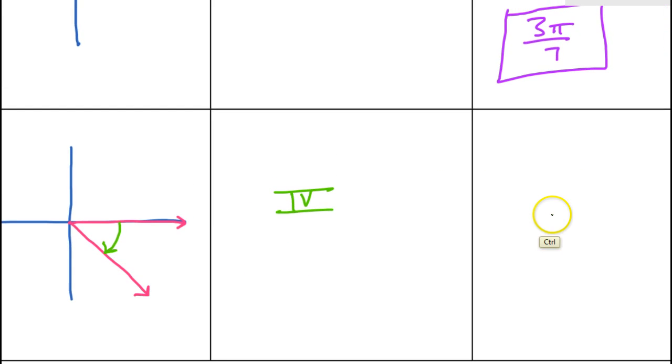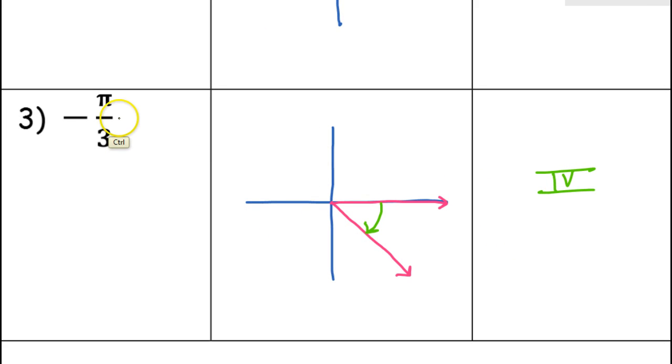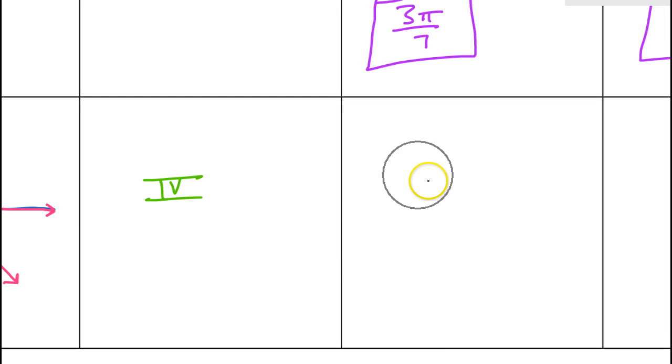As far as the reference angle, it's just going to be pi over 3. Okay, that's a special one anyway, so as soon as I saw that 3 in the denominator, I knew that the reference angle would be pi over 3.